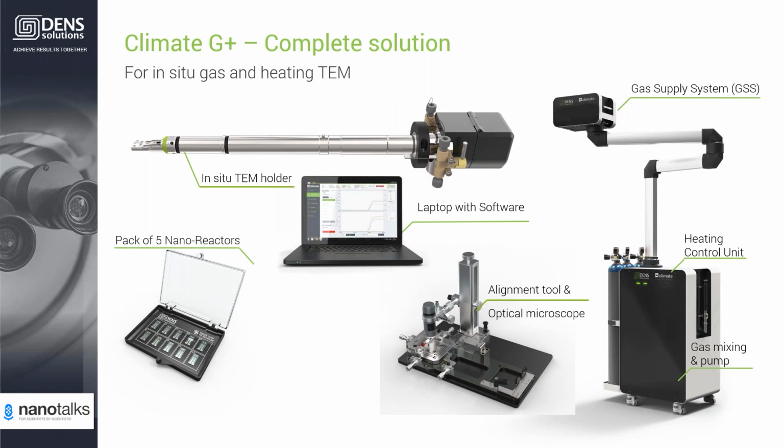Laptop can also be located remote if you have a control room outside of the actual TEM lab. That will also work very well via this laptop and an Ethernet connection. Finally, there is a gas analyzer as an option to the Climate system, where you can analyze the gas flow coming out of the nanoreactor via a mass spectrometer.